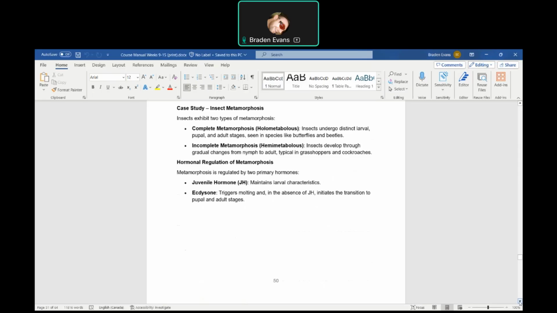Okay, so there is this important hormone, the juvenile hormone, that maintains larval characteristics until such time that ecdysone is expressed. Okay, so another hormone that says, okay, time to molt, and then time to develop into a pupa, and then from the pupa into the adult. So just a couple of the hormones that play a role in metabolic development and metamorphosis in the insects.